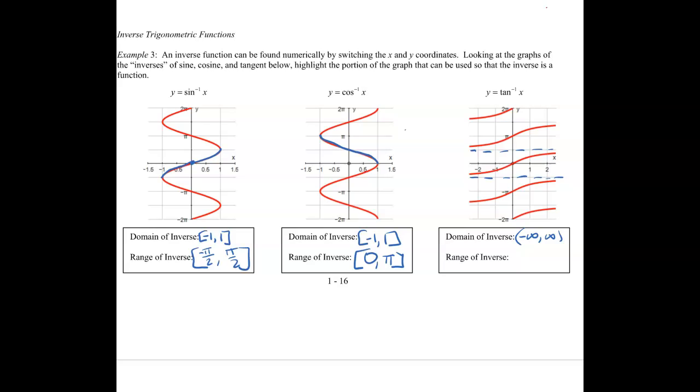But the range this time is just going to be between those two asymptotes, because I can't cross those particular horizontal asymptotes, just like in normal graphs I can't cross vertical asymptotes. So my range is just going to be from negative pi over 2 to positive pi over 2.